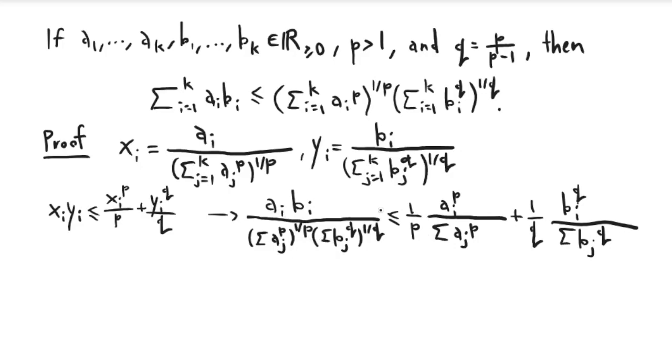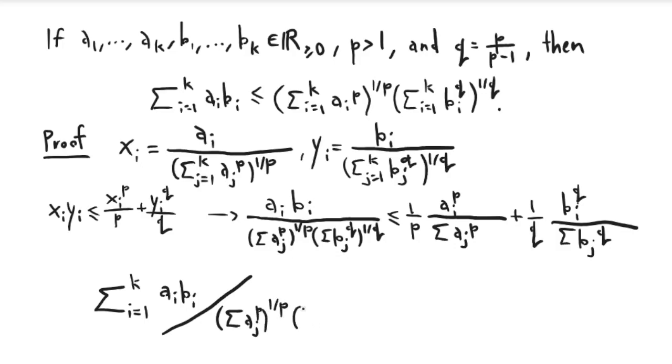Now we can take this inequality and we can sum it over all values of i from 1 to k. And what that gives us is the sum over i equals 1 to k of a_i b_i divided by the sum of a_j to the p to the 1 over p, times the sum of b_j to the q to the 1 over q, where j varies from 1 to k.